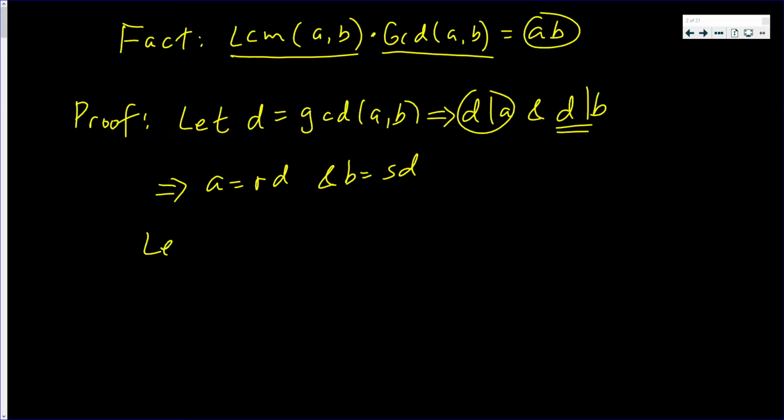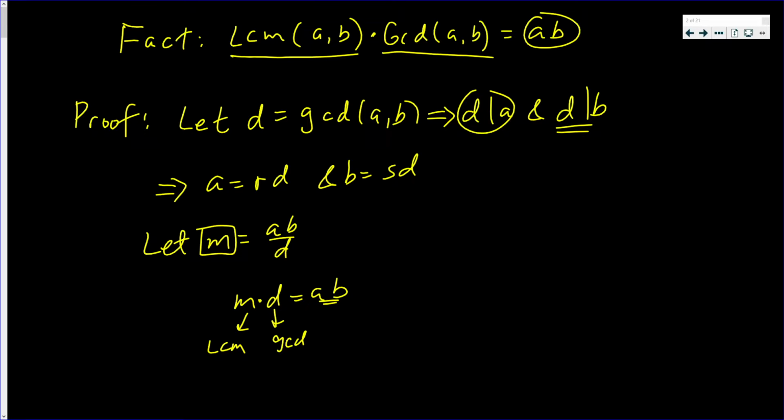Now, I'm going to let M equal AB over D. Now, for the record, that means that MD is AB. Well, if this is the GCD, and we multiply it by something and we get AB, then M of A and B must be the least common multiple. So that's what I want to show, is that this here is the least common multiple of A and B.